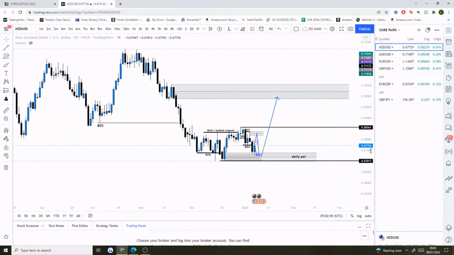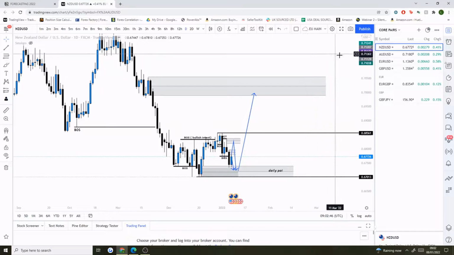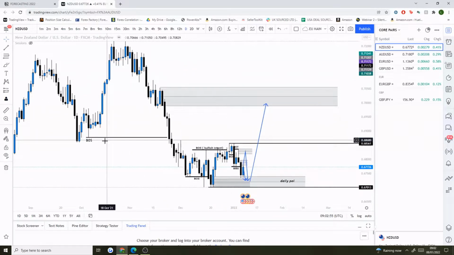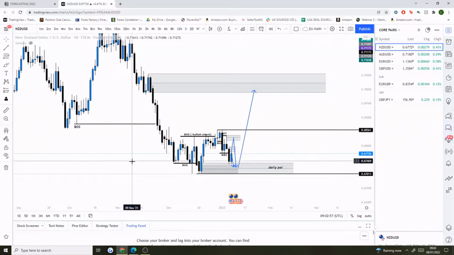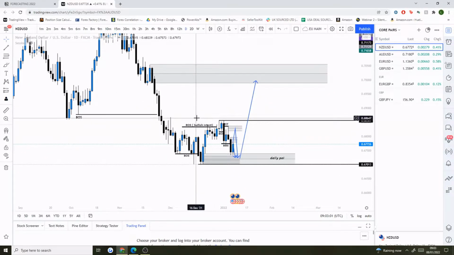Alright, so let's get started with this week's forecast. The first pair I'm going to be looking at today is the New Zealand dollar US dollar. Looking at the daily time frame, we had the break of structure to the low, we then had the second break of structure to the low, and just like last week, we've now got this first break of structure to the high.